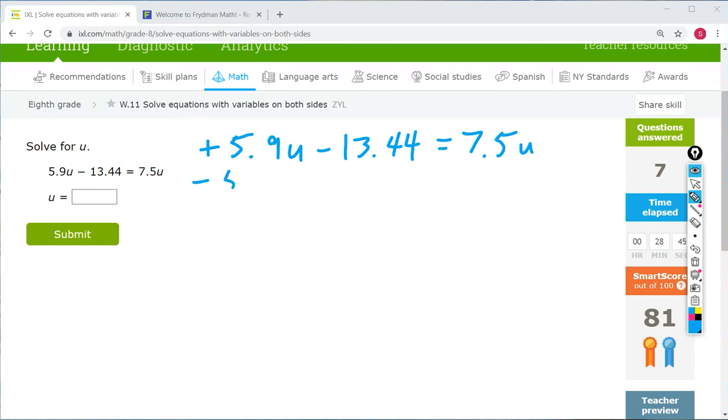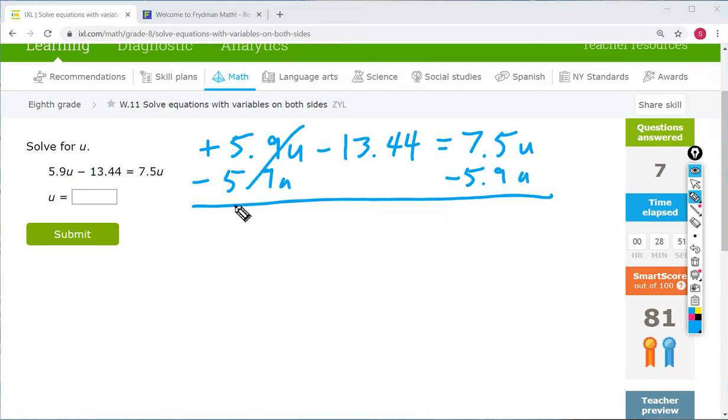So we can subtract 5.9u from both sides. Don't forget to copy this sign over here. Negative 13.44 equals. Now this is just an elementary school problem. Okay, 7.5 minus 5.9. Remember to line up the decimals. I already lined them up here. It's going to be in the same place in the answer.